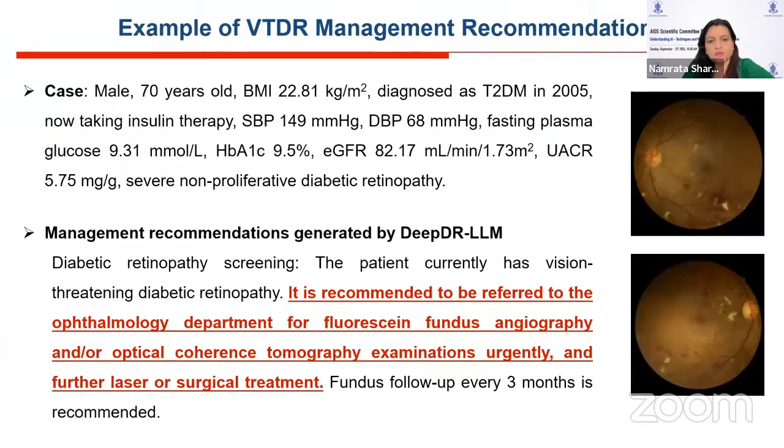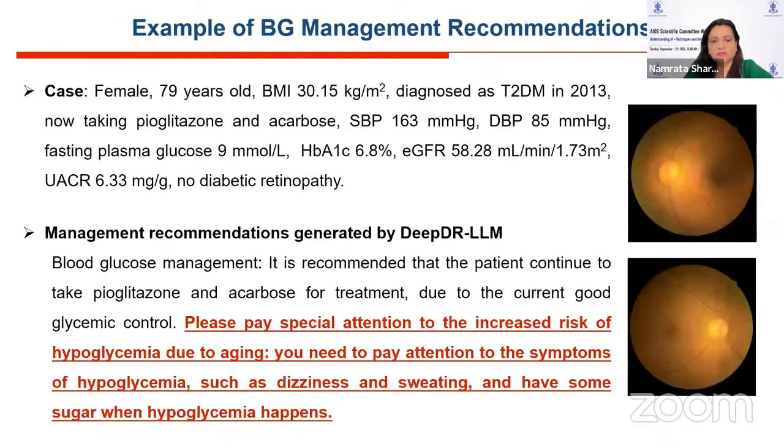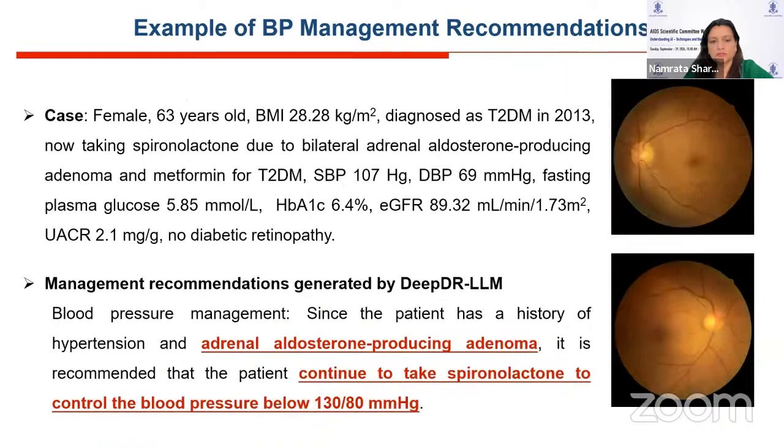The first case is a case with severe non-proliferative diabetic retinopathy. DeepDR LLM will recommend this patient to be referred to the ophthalmology department urgently for further examinations and further laser or surgical treatment. The second case is a 79-year-old female with type 2 diabetes. DeepDR LLM will recommend this patient to pay special attention to the increased risk of hypoglycemia due to aging. The third case is with bilateral adrenal aldosterone-producing adenoma. Since this patient has this condition, DeepDR LLM will recommend this patient to continue to take spironolactone to control the blood pressure.